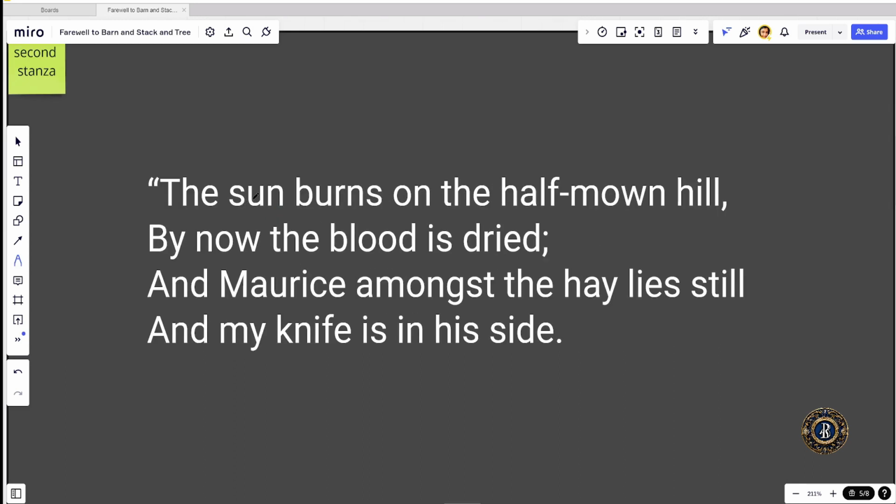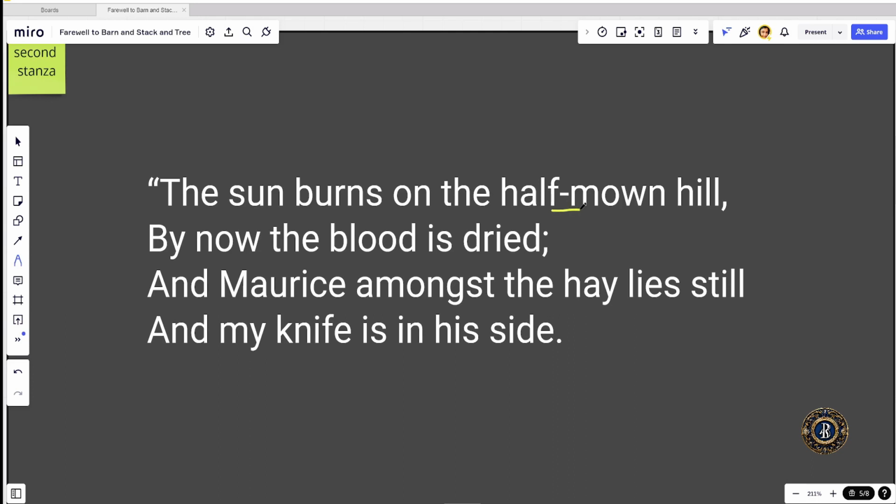In the second stanza, the reader would be able to understand the reason why the speaker is trying to leave the village forever. The sun burns on the half-moon hill. Now, this simply gives an idea about the time, the setting of the poem. It's an agricultural setting, and the time can be during the noon or maybe towards the evening. Sun burns on the half-moon hill.